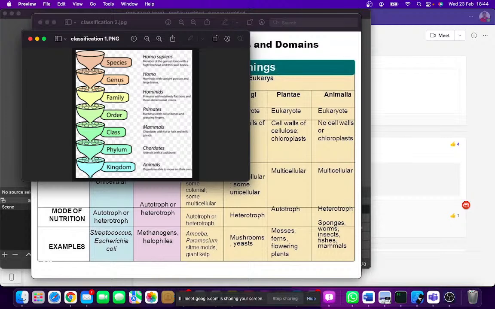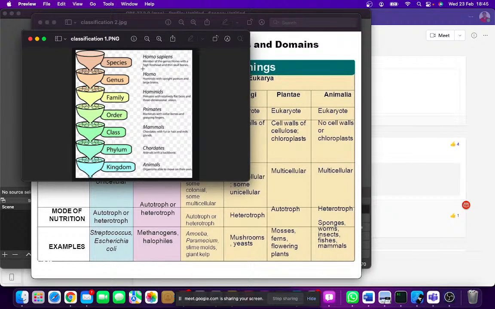Then we move into the next level of classification, which is known as the genus. Then under genus, human beings are classified as Homo, and Homo are simply hominids with upright posture and large brains. So that means we can stand upright, and our brains are very large. So we are known as Homo.